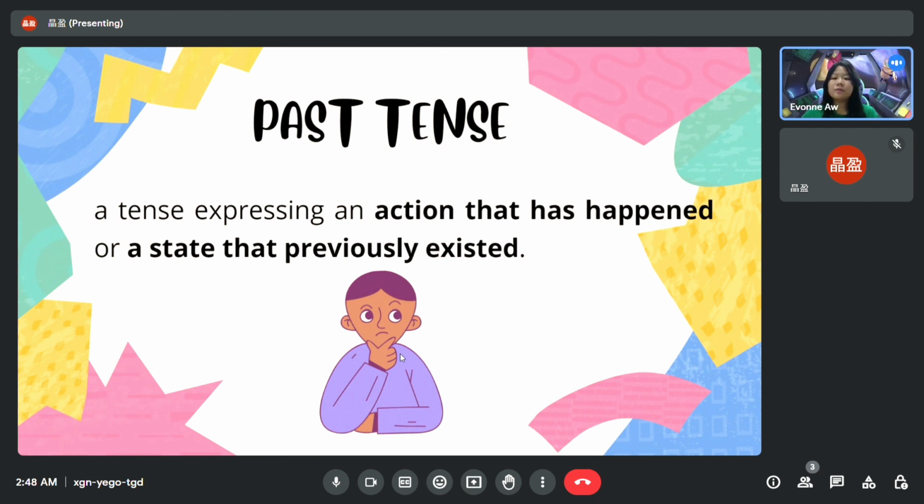Thank you, Jing-Ying, for explaining about the present tense. Next is the past tense. Past tense is a tense expressing an action that has happened or a state that previously existed.